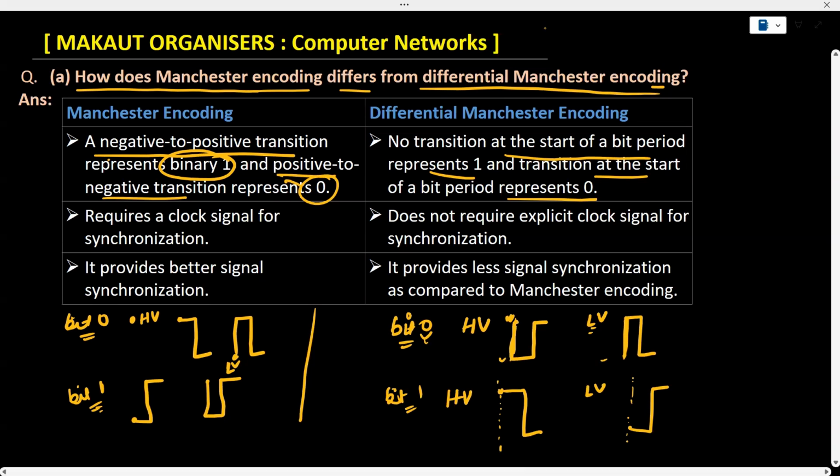Another difference is Manchester requires a clock signal for synchronization, whereas differential doesn't require an explicit clock signal for synchronization. Another difference is Manchester provides better signal synchronization, and differential Manchester encoding provides less signal synchronization as compared to Manchester encoding.